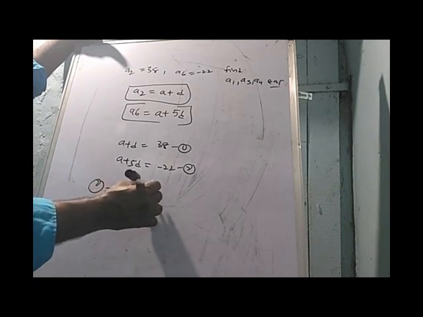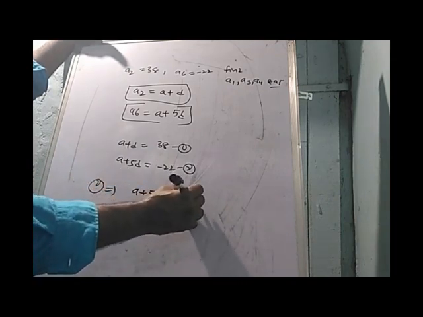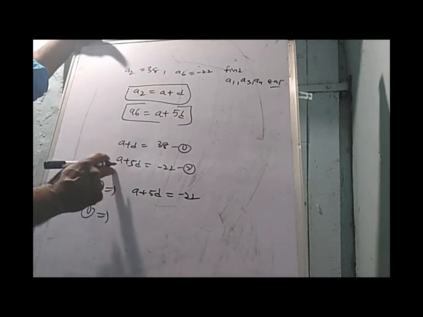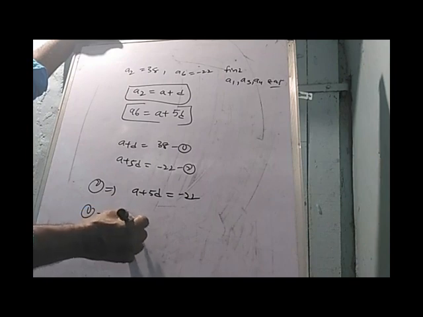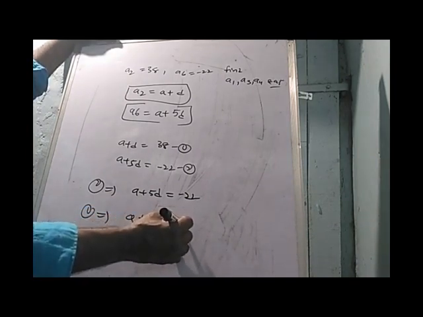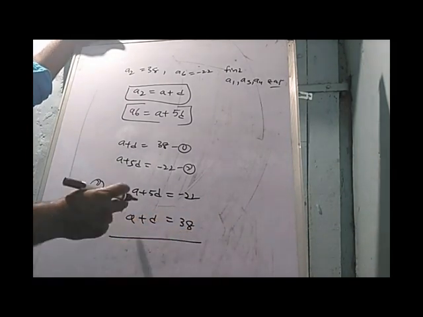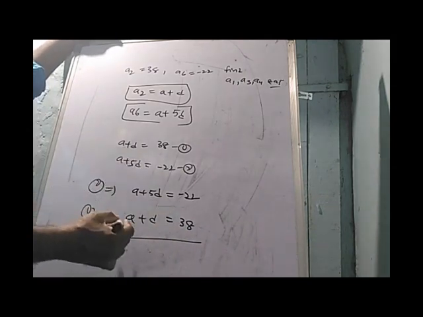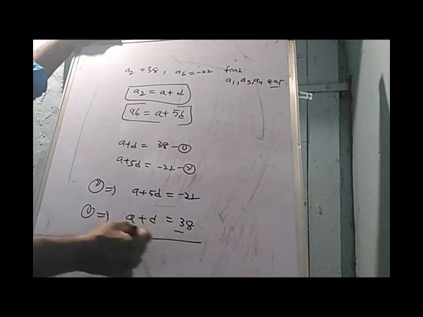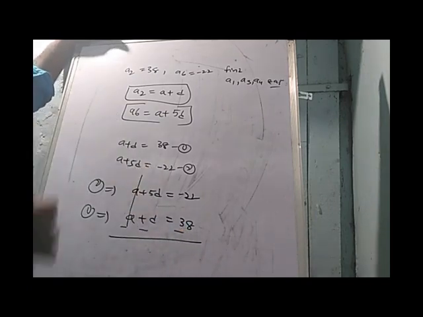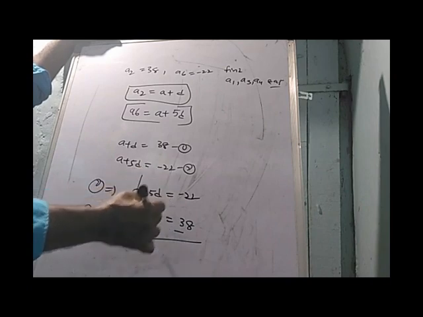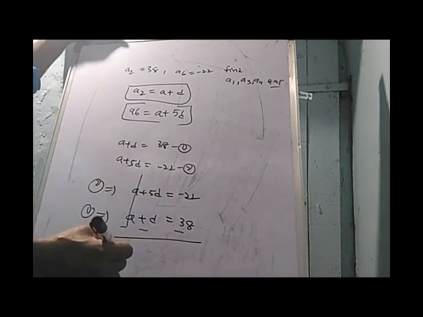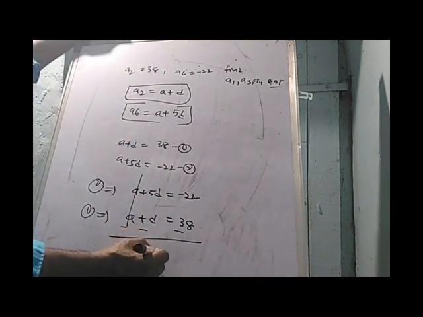Second, A plus 5D equals minus 22. And in the first equation, the coefficient is already the same, no need to multiply. Okay, A plus D equals 38. We are going to eliminate, but the sign should be different. Okay, we change the sign, minus minus minus. A and A will be cancelled. So here plus 5D minus D. 1D subtracted from 5D, the result is 4D.